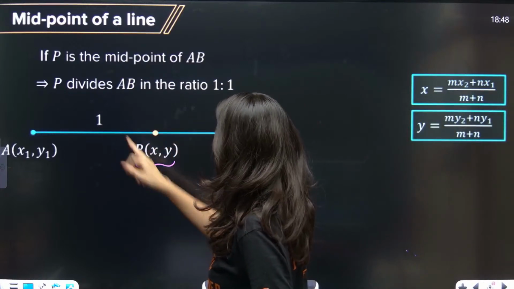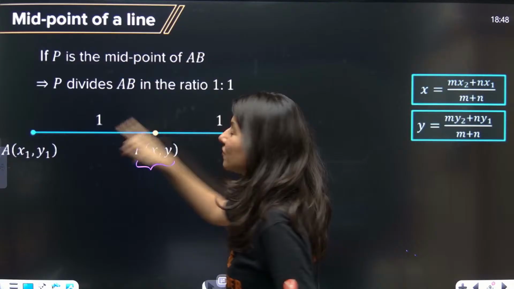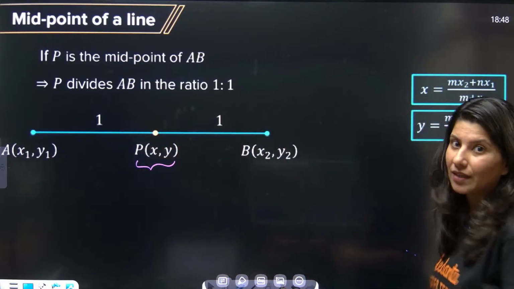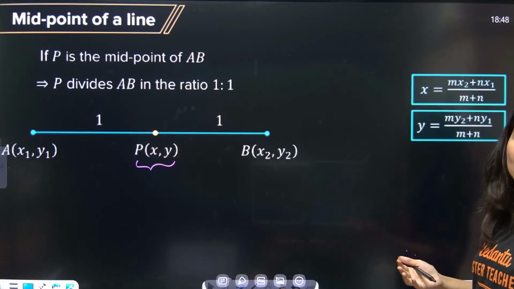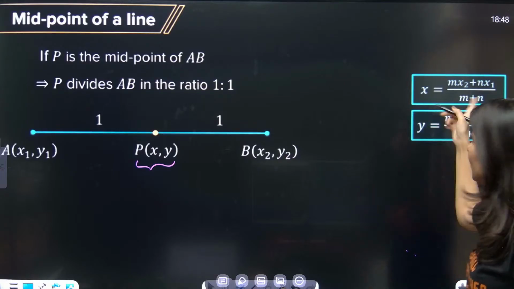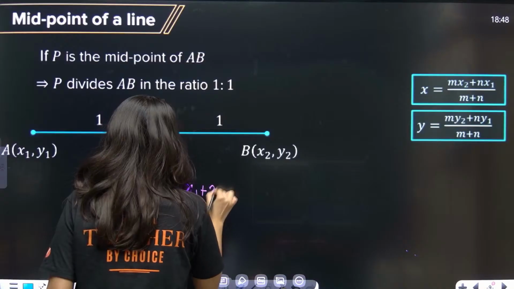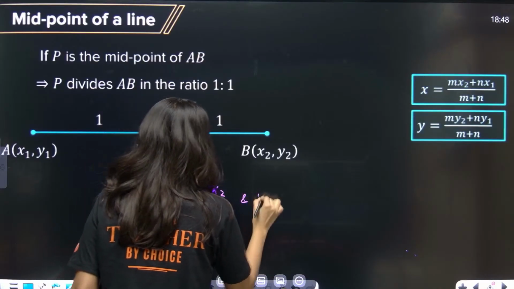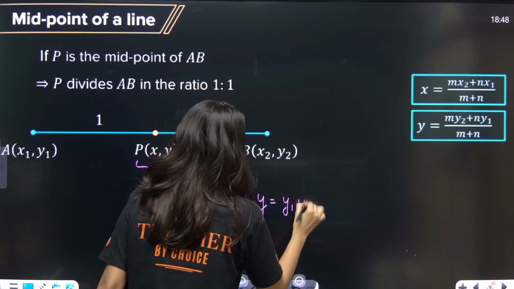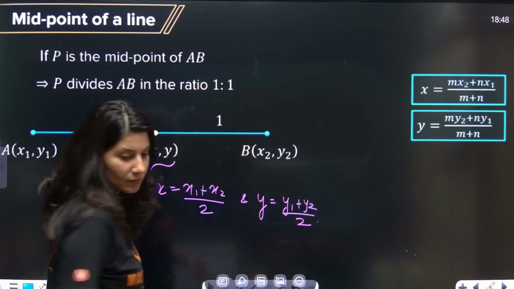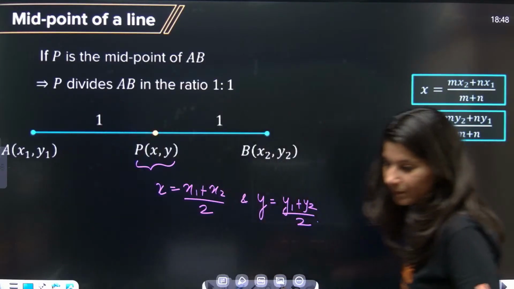So, P is going to be what? 1x2 plus 1y1 by 1 plus 1, because m, n both are 1, correct? So now this is the formula. So x is going to be x1 plus x2 by 2, and y is going to be y1 plus y2 by 2. Okay, everybody? Yes?